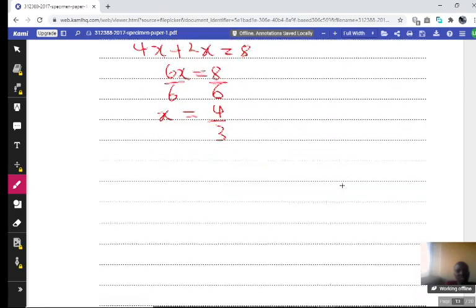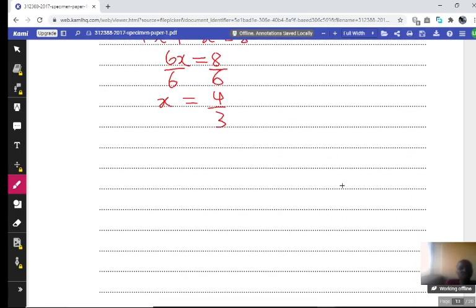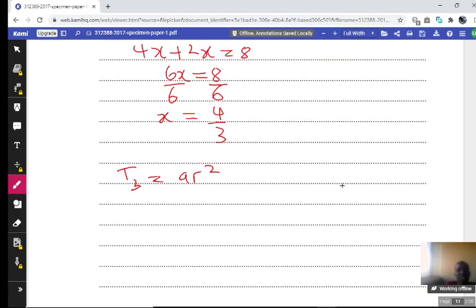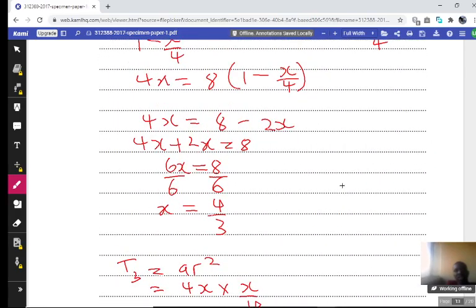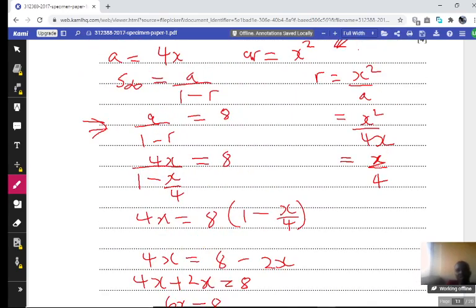Now what we want is the third term. What is the third term of a geometric progression? The third term, T3, is equal to ar squared. So we have to find our a and our r. It will be 4x, that's our a, times r. r in this case is x over 4. Where is our x over 4? It's up here. Our r is x over 4, then our a is 4x.